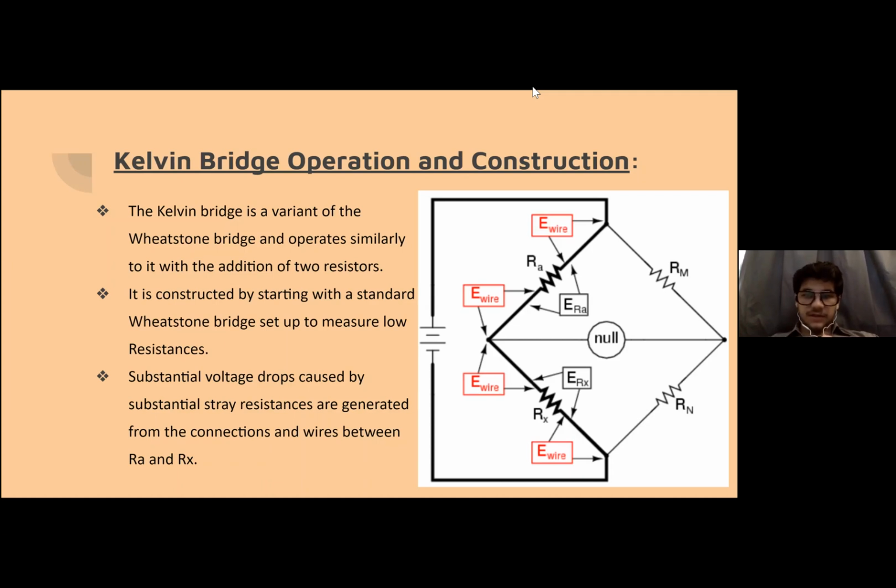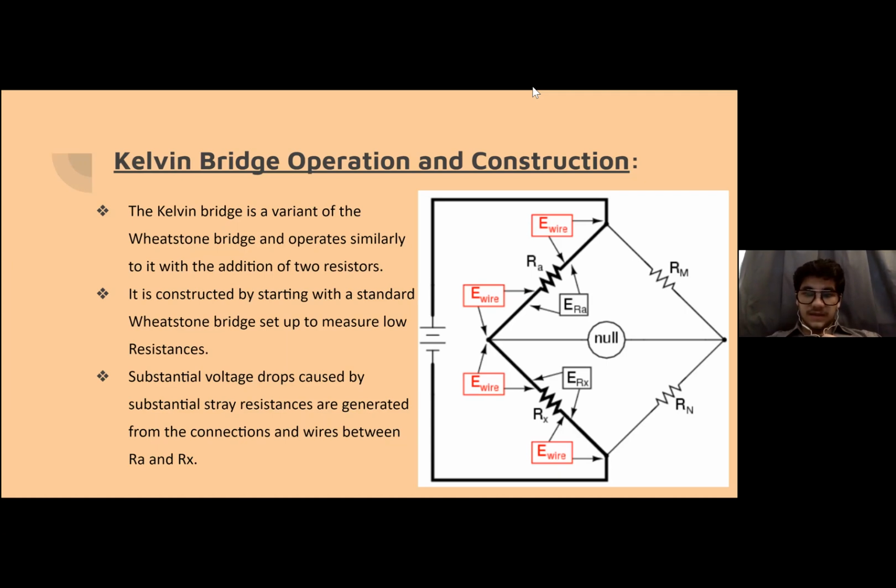The operation can be explained by starting with a standard Wheatstone bridge set to measuring low resistances, meaning that when the null detector indicates 0 voltage, we know that the bridge is balanced and the ratios Ra over Rx and Rm over Rn are mathematically equal to each other.